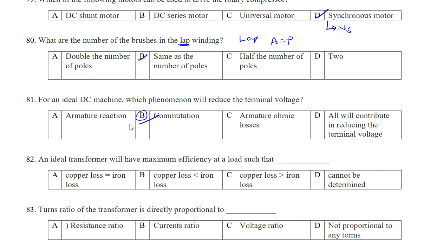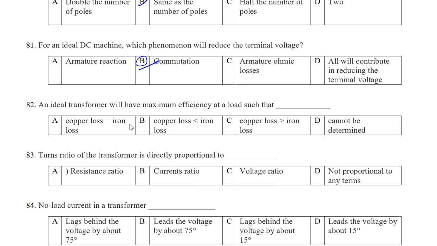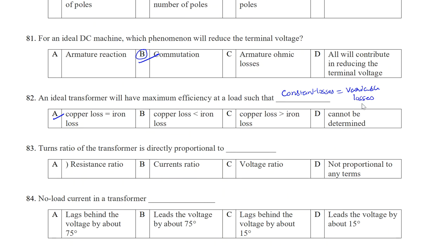Now next one here. An ideal transformer will have maximum efficiency at a load such that copper losses are made equal to iron losses. So constant losses can be written as variable losses. The other way of writing the same answer is constant losses equal to variable losses.